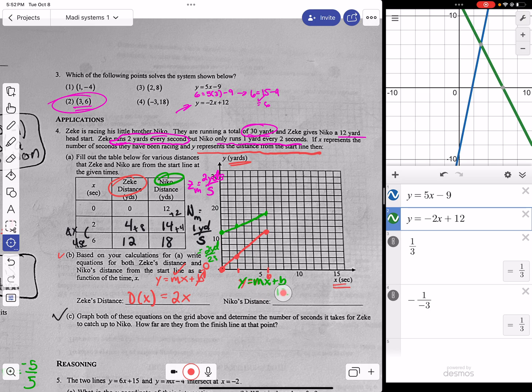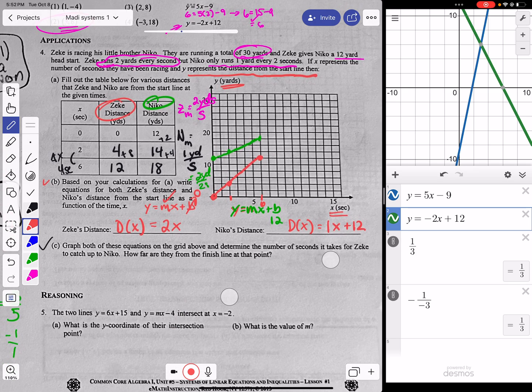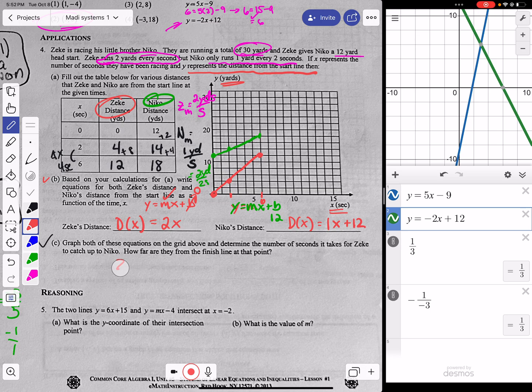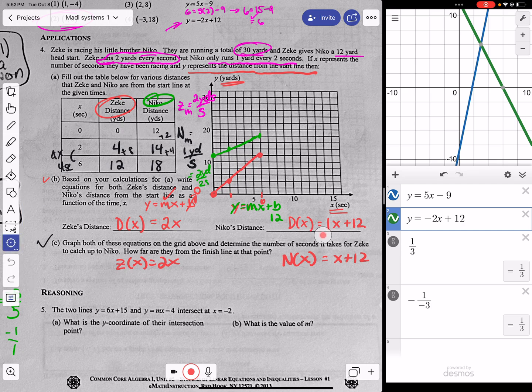And so now I've got this equation all figured out. I could write the distance for Nico here as equal to his slope, up 1 over 1, so 1x plus that y-intercept. I'd probably use Zeke of x equals 2x, and Nico of x equals just x plus 12. We don't have to put the 1 in there, but it does emphasize that that's the rate of change, the slope for the problem.